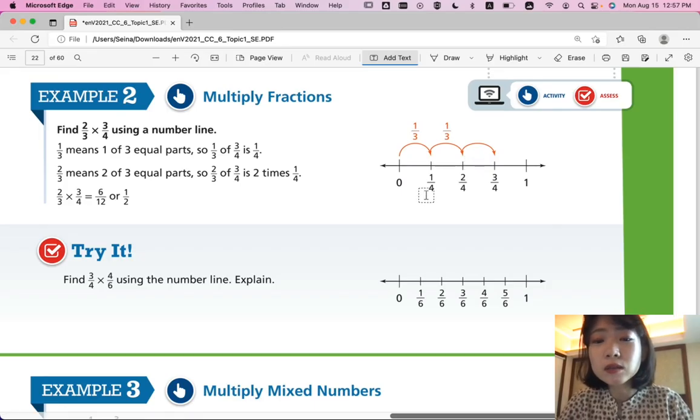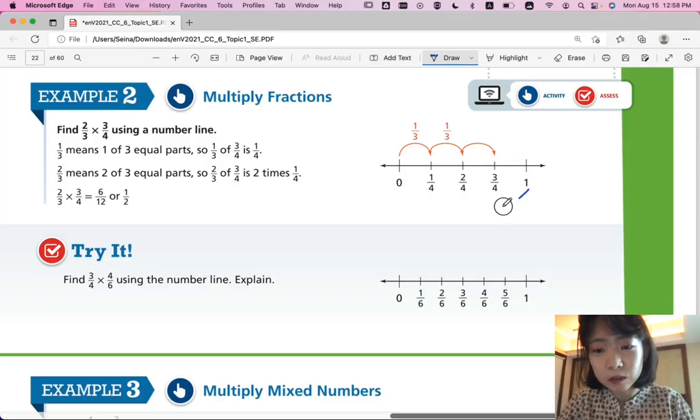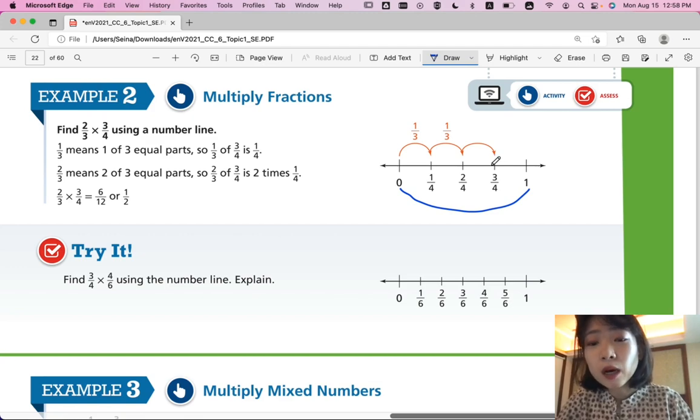How do you know? Because we already divided 0 to 1. This is 1, okay? We already divided this into 4 equal parts, right? 3/4 is just 3 of 1/4, yeah? And so 1/3 of that, it's already divided into 3 parts. So 1/3 of that is 1/4. So 2/3 means 2 of 3 equal parts. So from 3/4, you count 2 of the equal parts. So 2/3 of 3/4 is 2 times 1/4.